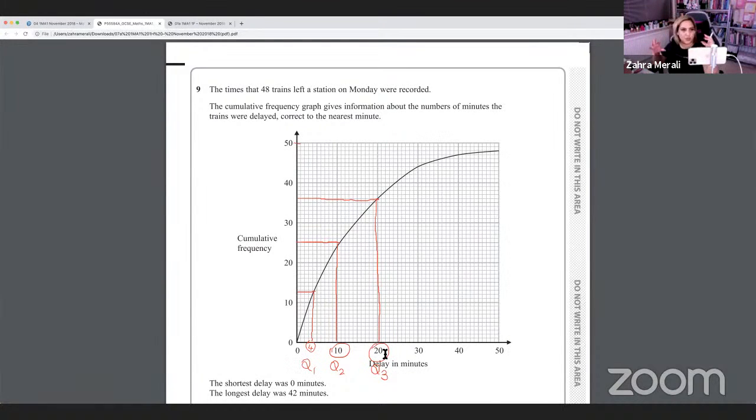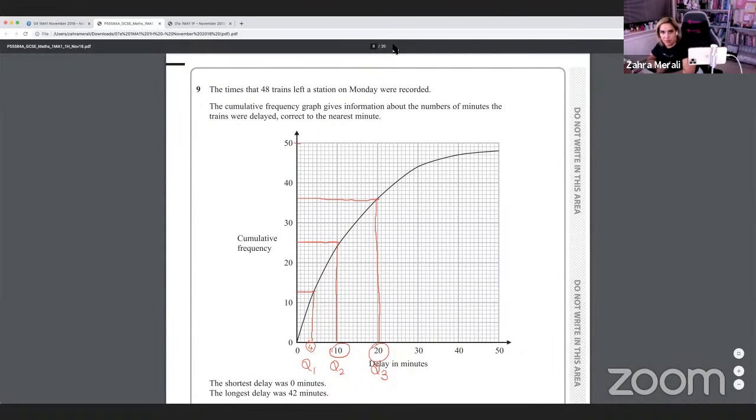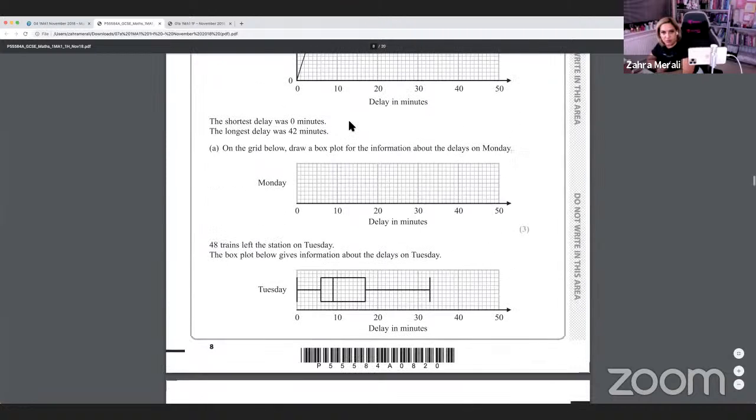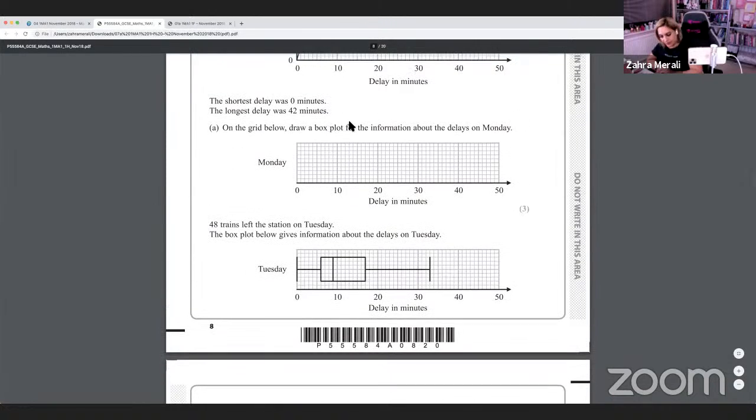And now I have those 3 values, what I can do is I can plot my box plot. So remember, we've got 4, we've got 10, and we've got 20. So if I scroll up, what you can see is that you're going to draw now your box plot. So we're given the smallest number. So for the smallest number, we draw a line.